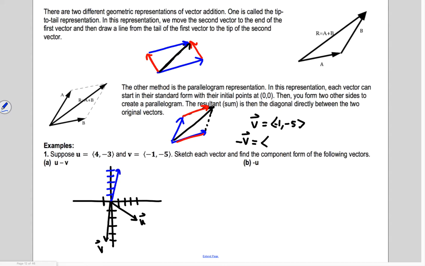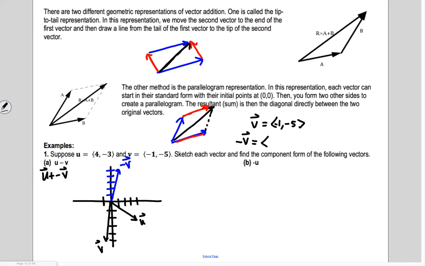Do you guys see what I'm saying? So this is negative v. You're so confused. Did I lose you? So what do we do? Well, we haven't done anything yet with the u. So we're trying to do u minus v. So in other words, u plus a negative v. So we took care of that negative v, right?